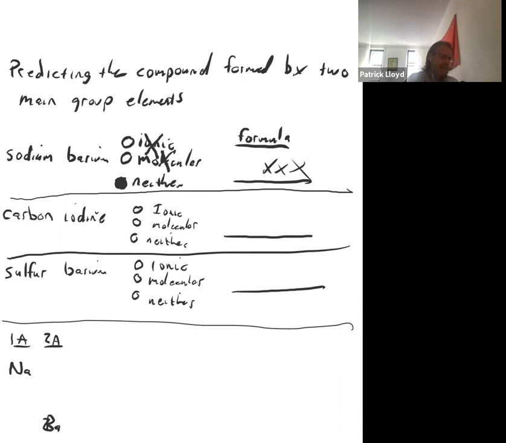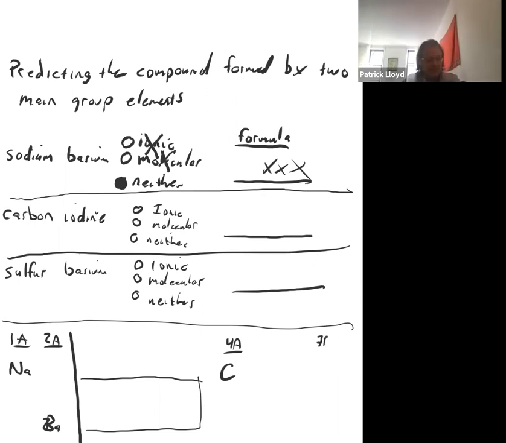Okay. Let's take a look at this one with carbon and iodine. Well, where's carbon? Carbon is in group 4A. So that means it's a non-metal, right? The metals are over here on the left side. We're ignoring the transition metals here in the middle. And then the non-metals are on the right side. So in column 4A, we have carbon, that's a non-metal. And then we have iodine, which is in group 7A. So that's two non-metals. Non-metal with a non-metal is molecular.